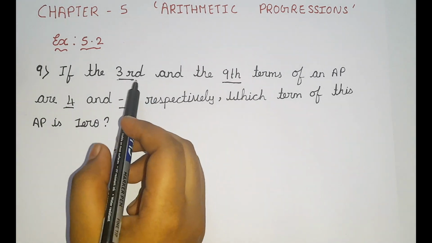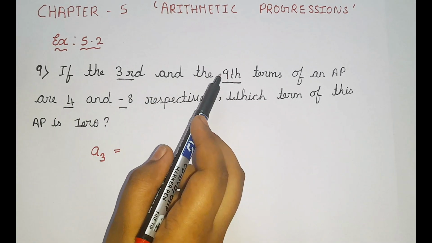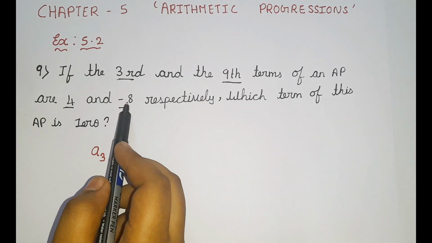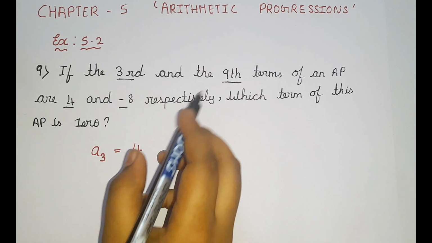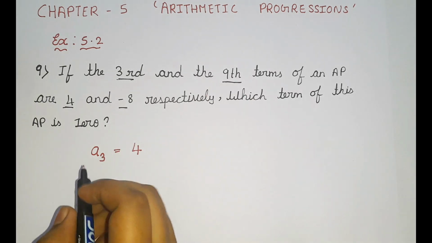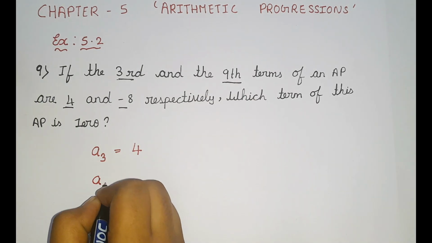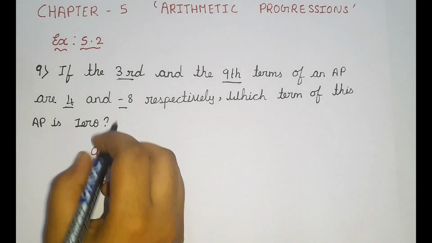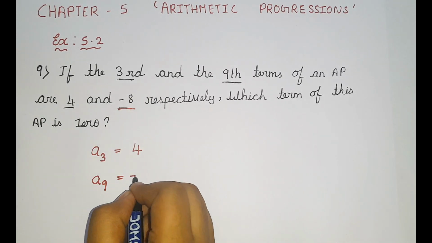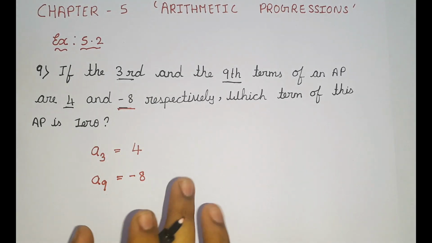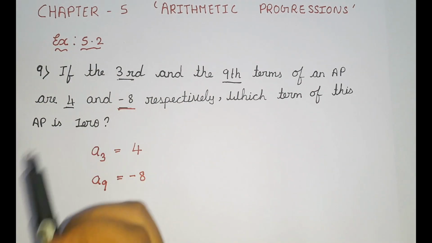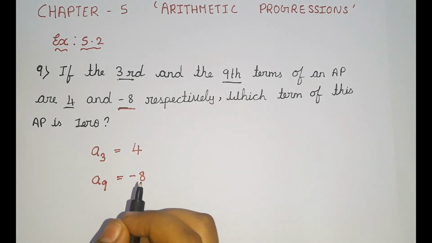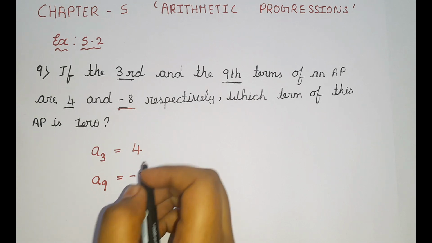Why? Because they mentioned that the third and ninth terms are 4 and minus 8. So first we have the third, so it will be 4, and next we have the ninth. So ninth means we write A9 is equal to minus 8. Now we have extracted the values, respectively. Which term of this AP is 0?